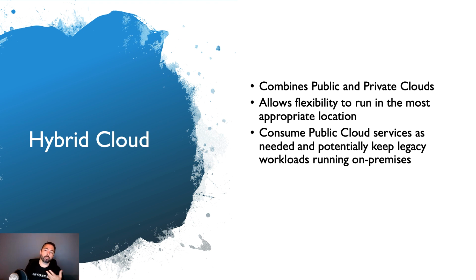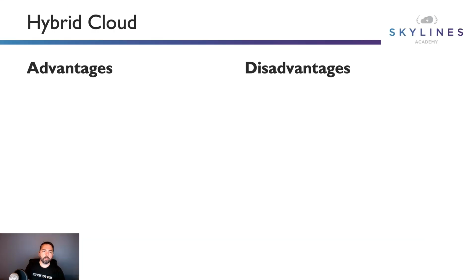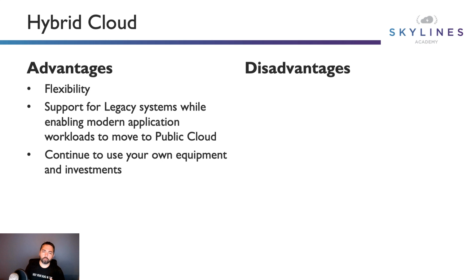You just need to decide what's the most important thing for you to be focused on at that point. If you're just trying to go for efficiency and you're not building new apps, maybe you do move them. If the business is moving so quickly that you've got to focus on new apps, maybe just leave those as they are and come back to them later on. So, advantages: flexibility, support for those legacy systems while you learn in the modern application workload scenarios that we want to move to public cloud. And again, you can continue to use those investments.